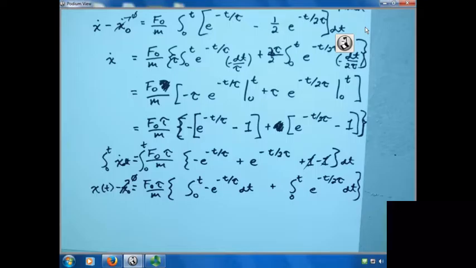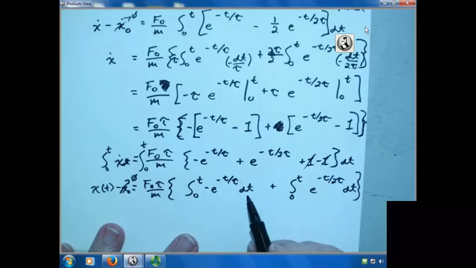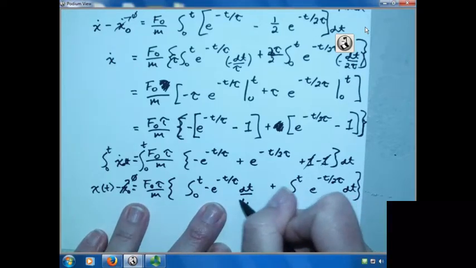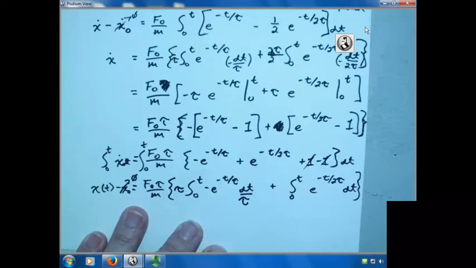Are you guys all right with that? Is that so far so good? Okay, so now I want to evaluate the first integral. I need e to the u du. What is u? Negative t over tau. So what is du? Negative dt over tau. So I've got dt over tau. I can take care of that. Divide by tau there, and I have to multiply by tau up front, and everything's fine.